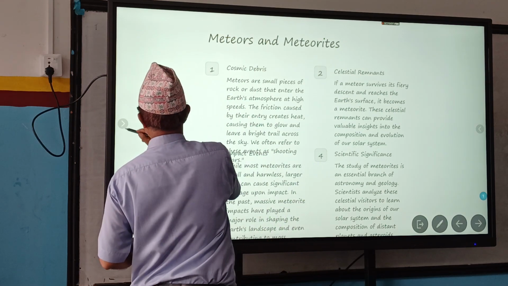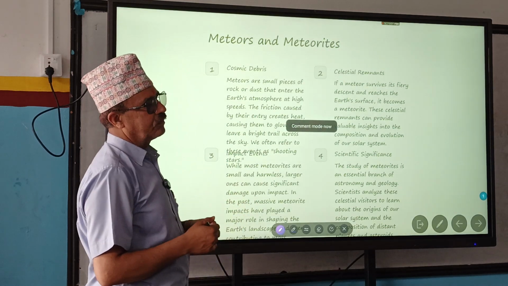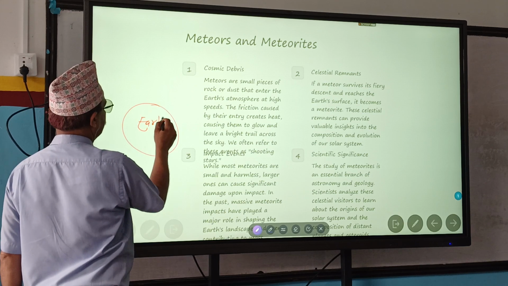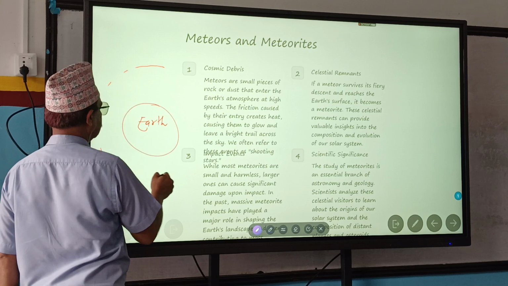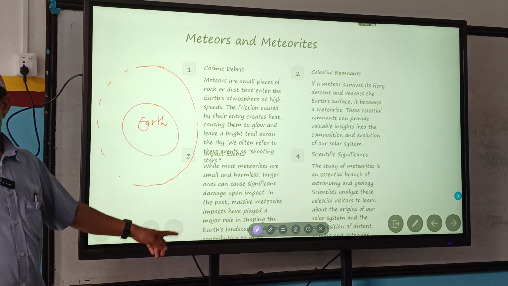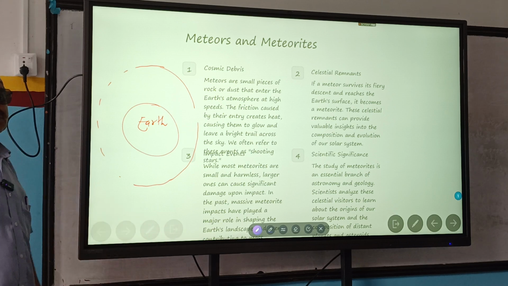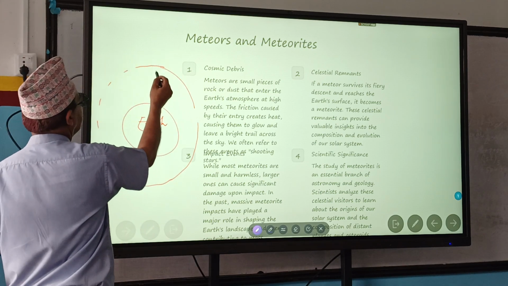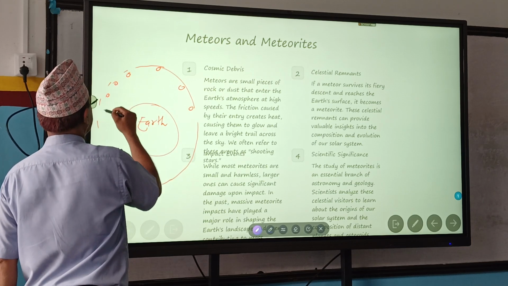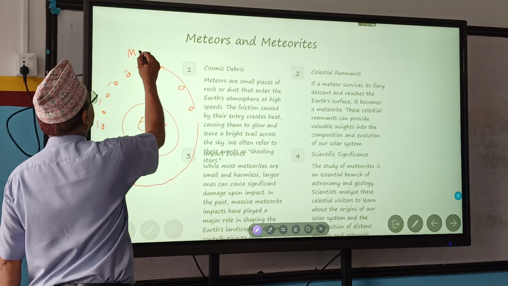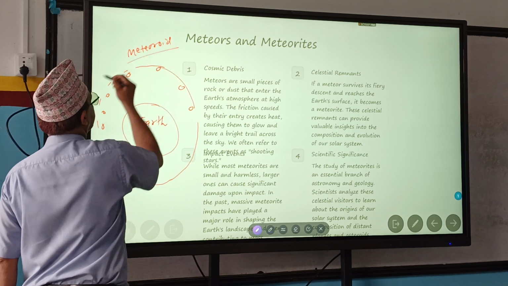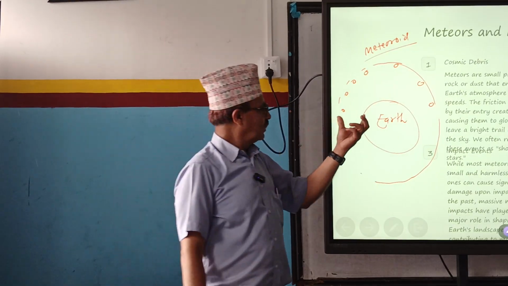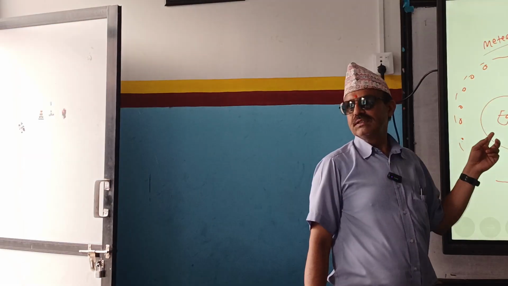Here meteors and meteorites are given in the chapter Geology and Astronomy. This is Earth. What is this one? This is the region up to which Earth's gravity can be felt, right? So there are numerous bodies in the sky. Sometimes some bodies may reach Earth's atmosphere, it means this pulling part. These bodies are called meteoroids. Please make the concept clear. Those solid particles which reach up to the Earth's gravitational field, what are they called?